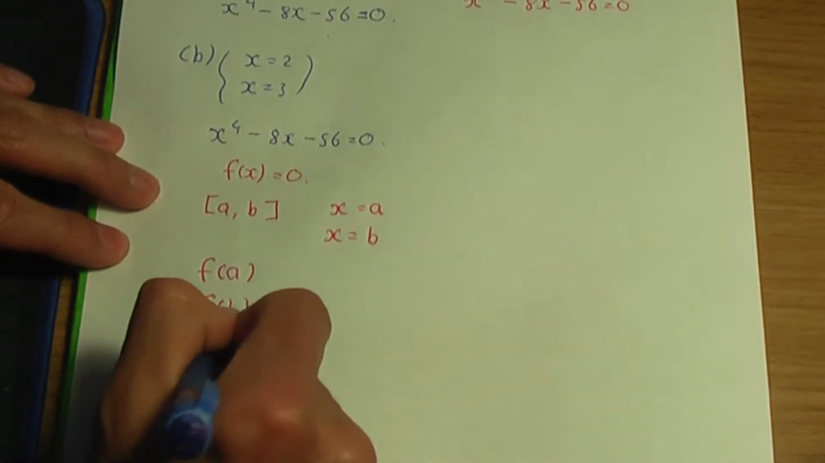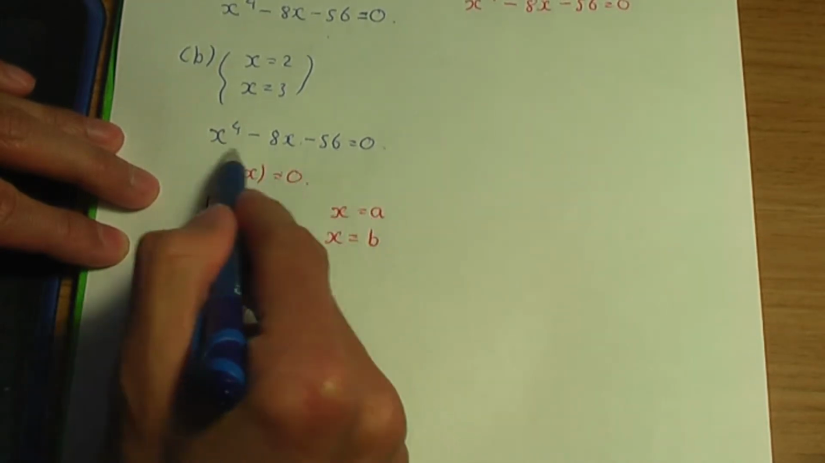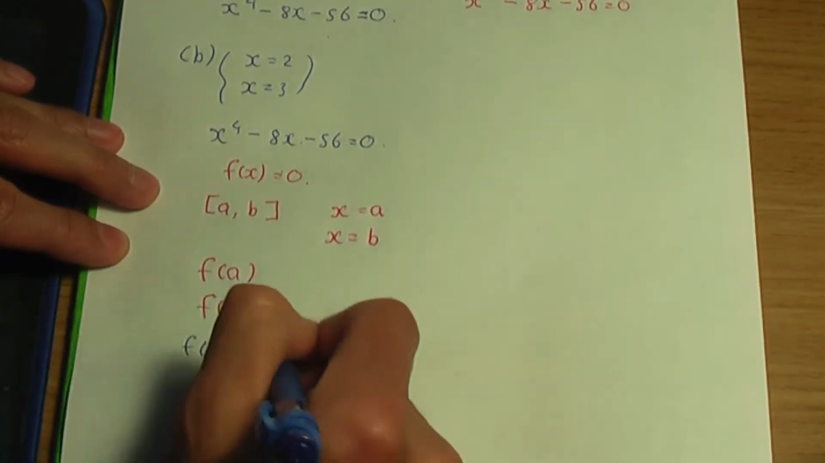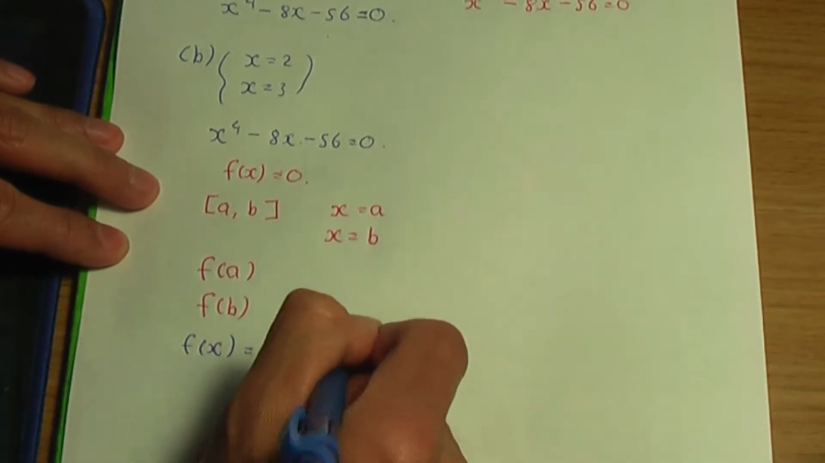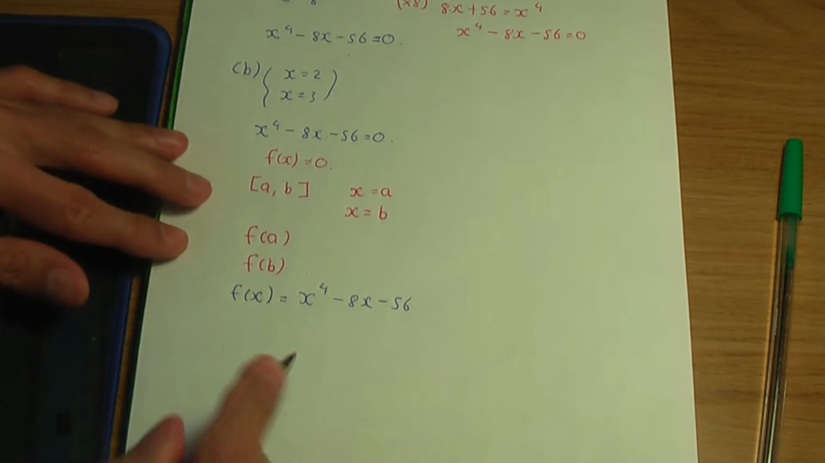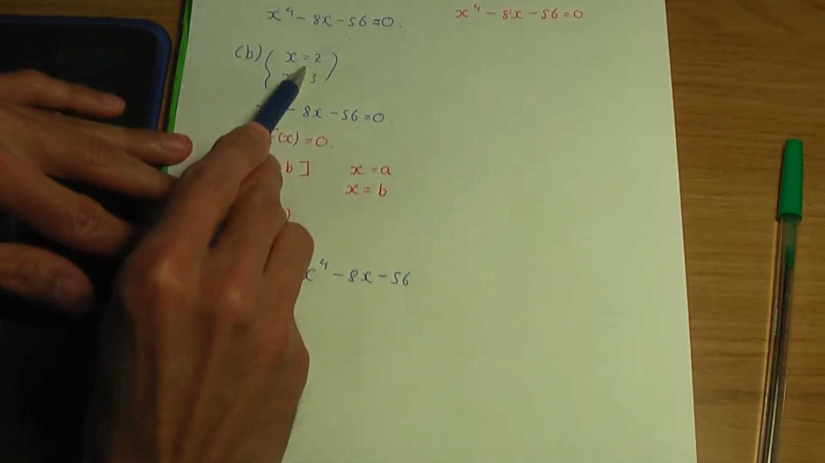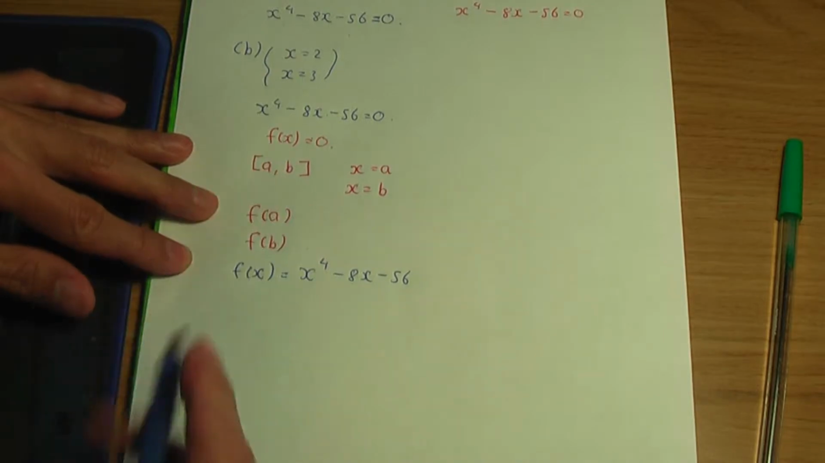So if we make the comparison, f(x) is the term on the left, so it's x to the 4 minus 8x minus 56. Let me calculate f of, in this case, 2 as well as f of 3.